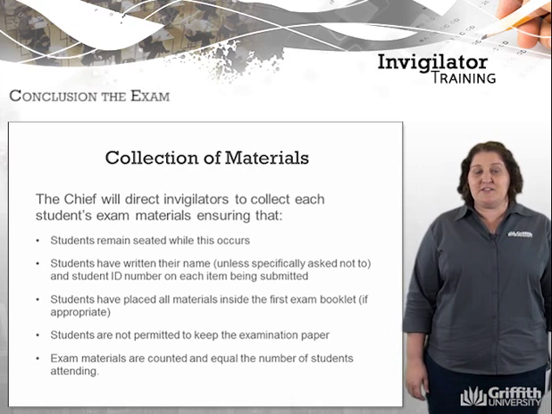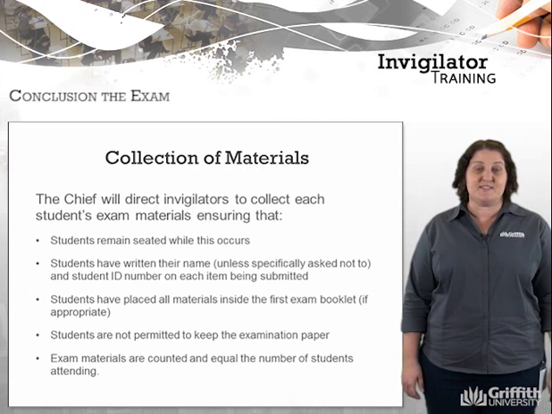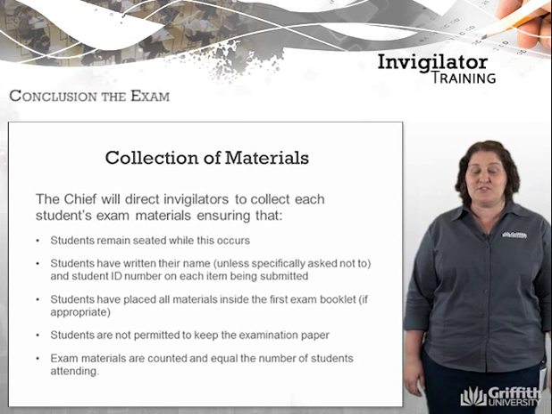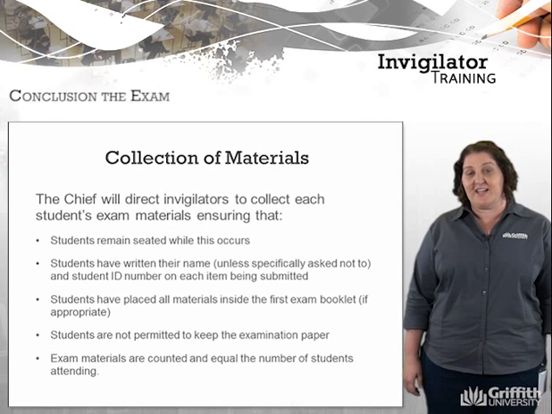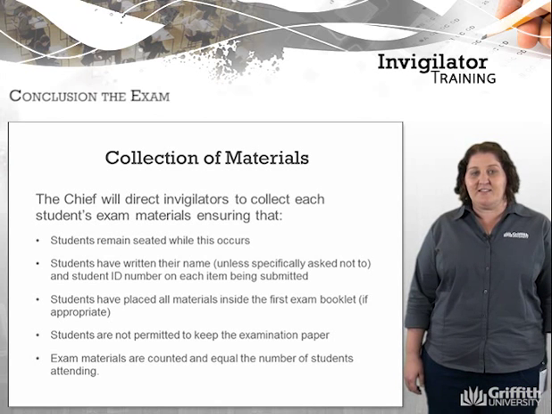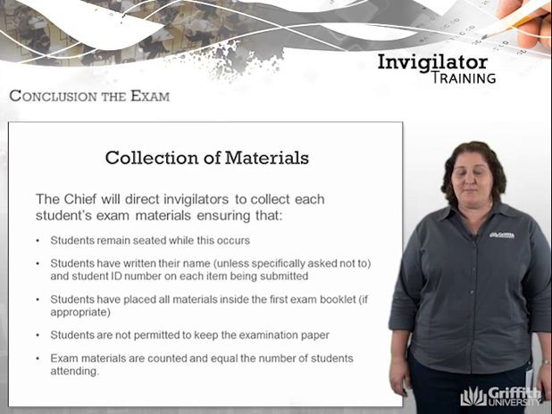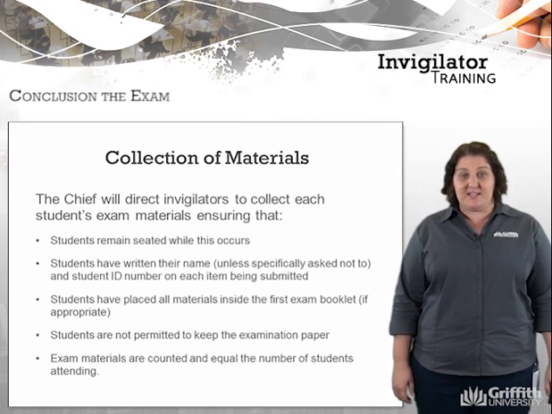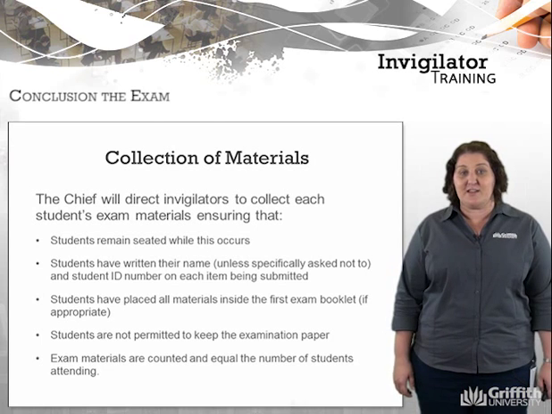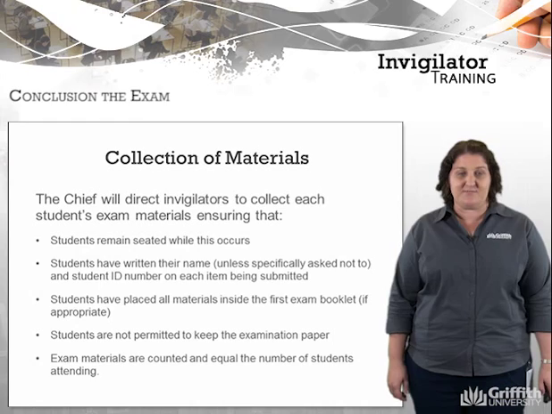The collection of exam materials should take place efficiently and as quickly as possible whilst all remaining students stay seated. Invigilators should ensure that students have written their name unless specifically indicated not to, and the student ID is on each item being submitted. Students need to ensure that they've placed all materials inside the first exam booklet if that's applicable. Now, after the exam materials have been collected, they must be counted to ensure that the number counted equals the number of students that attended the examination.